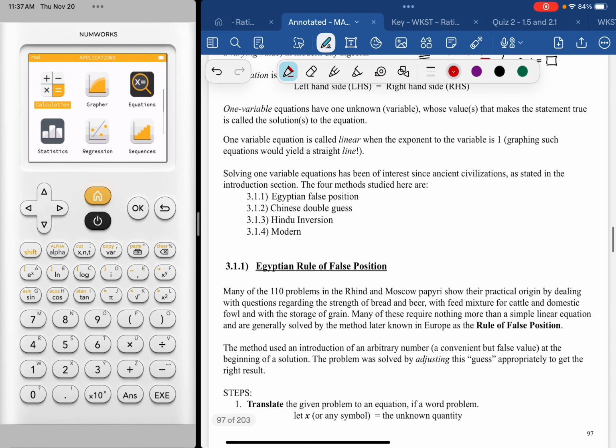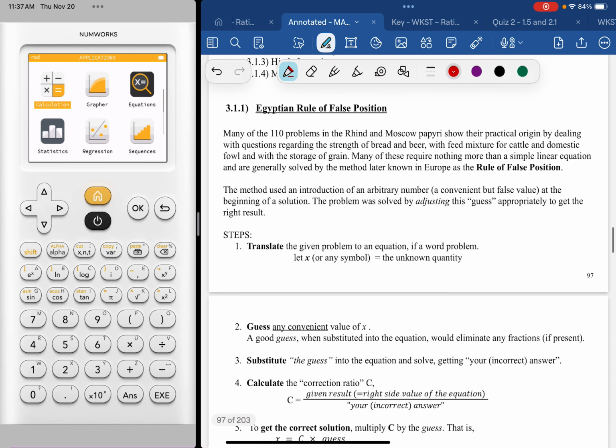All right. So the Egyptian rule of false position, I can read the preamble here. Many of the problems in the Rhind and Moscow papyri, papyrus plural, show their practical origin by dealing with questions regarding the strength of bread and beer, with feed mixture for cattle and domestic fowl, and with the storage of grain. Many of these require nothing more than simple linear equations, and generally solved by the method known as the rule of false position, because they did not let x equal the amount of grain. So they thought of it differently, but arrived at basically the same concepts.